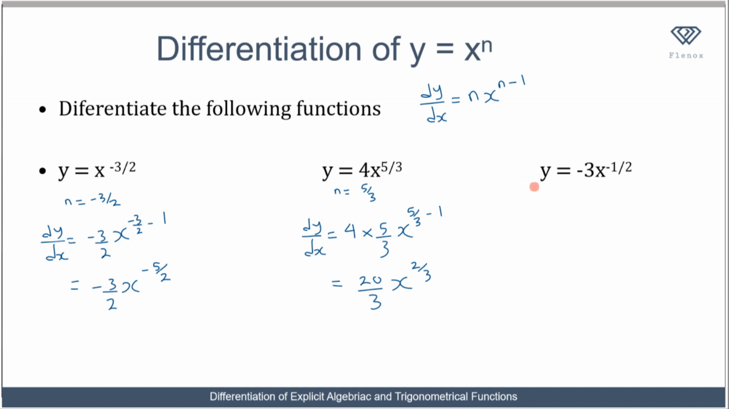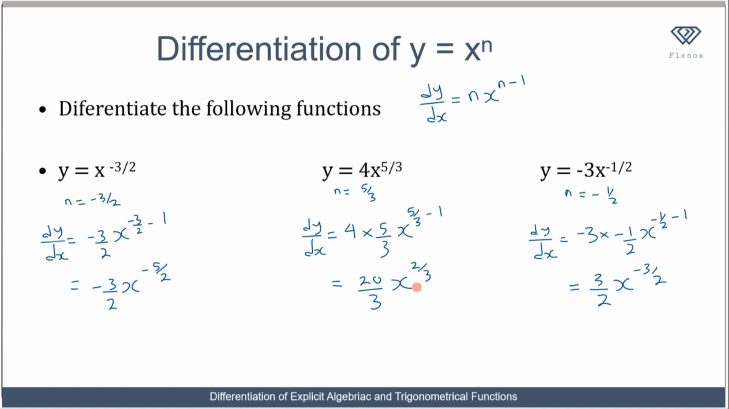Now in this last case, my n is minus half. So my dy over dx will be equal to, I have minus 3, then I bring down my n, which is times minus half, then I have x raised to the power minus half, then minus 1. So minus times minus is plus. So this gives me 3 over 2x, and then minus 1 over 2 minus 1 gives me minus 3 over 2. So when I differentiate this expression, this is what it results in.